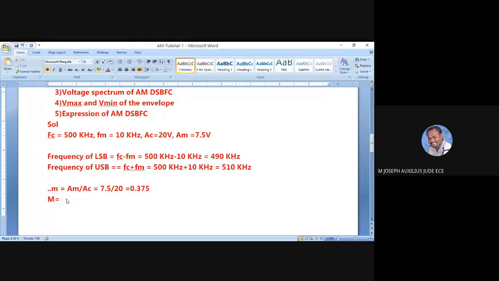So what is capital M? Capital M equals small m times 100%. Let me write the formula. So it is equal to 37.5%. So is it under modulation or over modulation?